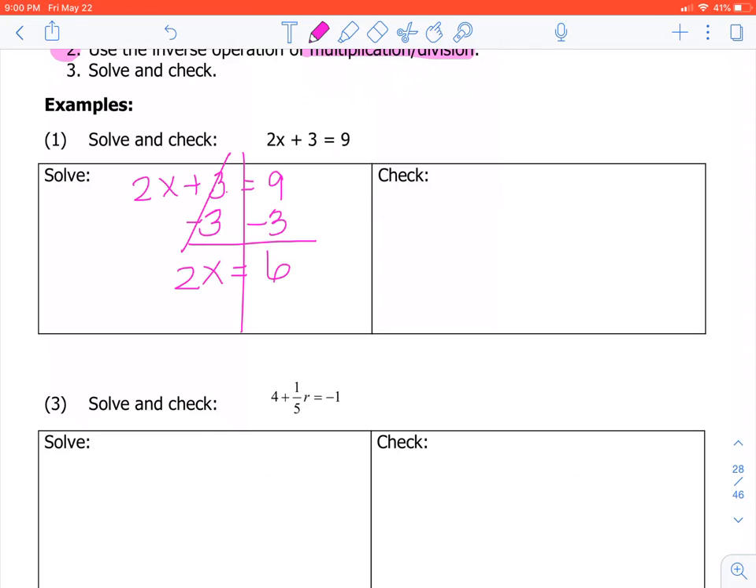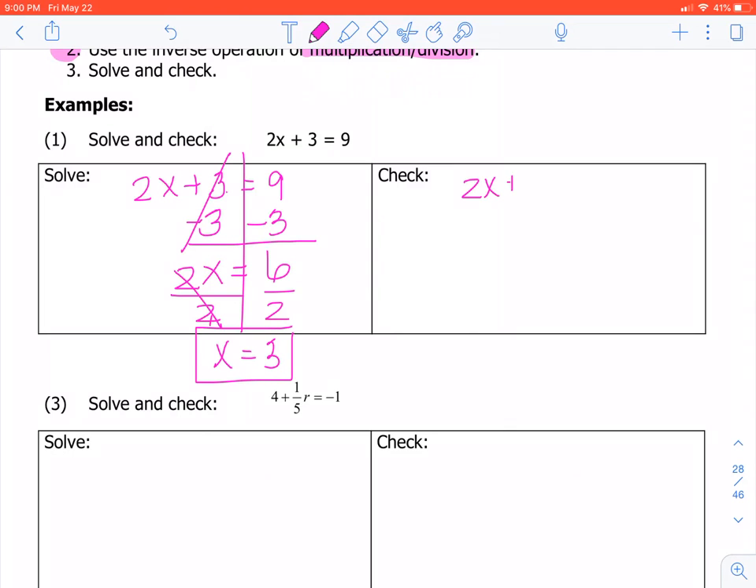Now I'm going to get rid of that 2. Now 2 next to x means it's multiplication. The opposite of multiplication is division. So we're going to divide both sides by 2. So x is equal to 3. So that's my answer. Let's make sure it checks out.